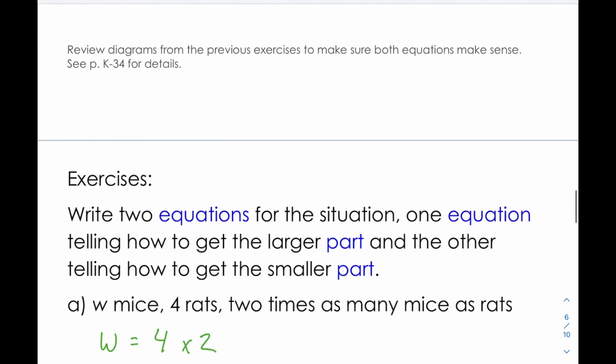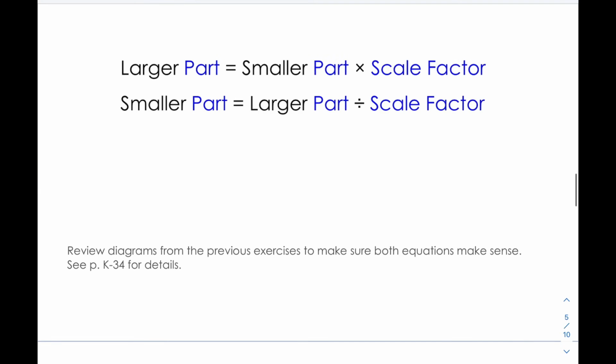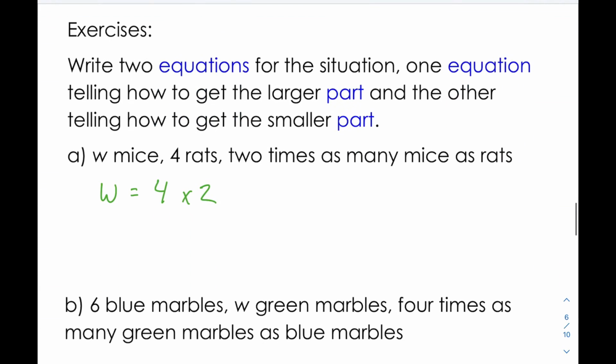Or, if we go back here and look at this, we can say the smaller part is equal to the larger part divided by scale factor. So the smaller part would be twice as many mice, so rats is the smaller part, would equal mice divided by 2. And to solve it, it would probably be easier to use this one here. So the number of mice is 8.